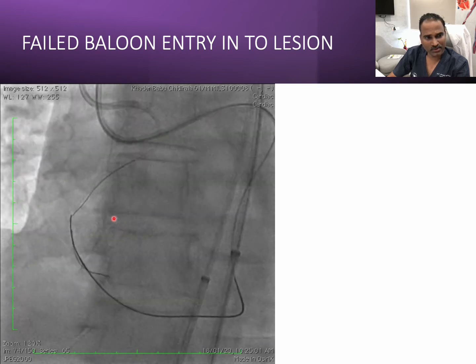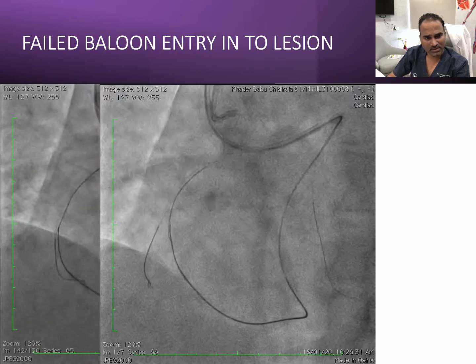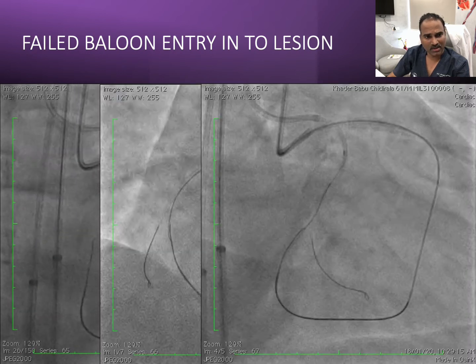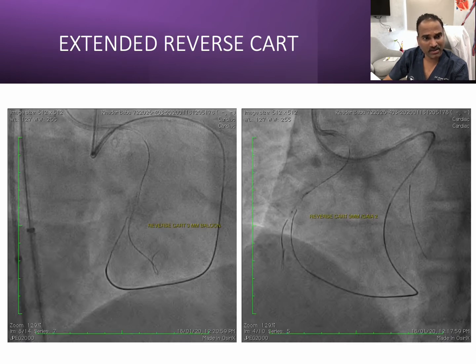So we couldn't do a direct reverse CART within the lesion, and we took a decision to go ahead with extended reverse CART subsequently, as the balloon was not entering into the CTO segment. So what we did, we took a balloon on this side branch wire. It's a 3 millimeter balloon, and the retrograde wire is Gaia 2, and this Gaia 2 is directed towards the balloon. So this is an extended reverse CART done within the normal vessel.